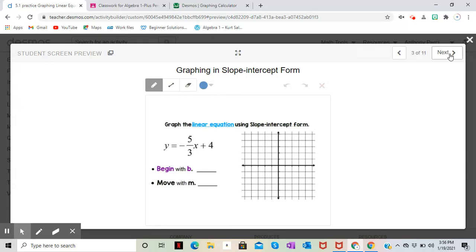Here we have y equals -5 over 3x plus 4. So our y-intercept is positive 4, and our slope is -5 over 3. Since our slope is negative, we're going to go down and to the right. So we're going to go to 4 on the y-axis. 1, 2, 3, 4. Put a dot. And then we're going to count down 5. 1, 2, 3, 4, 5. To the right. 1, 2, 3. And put a dot.